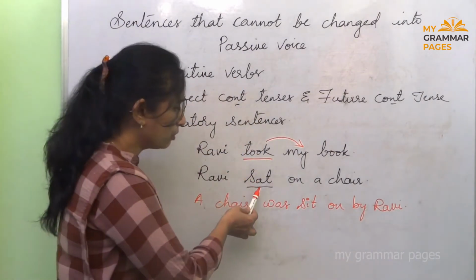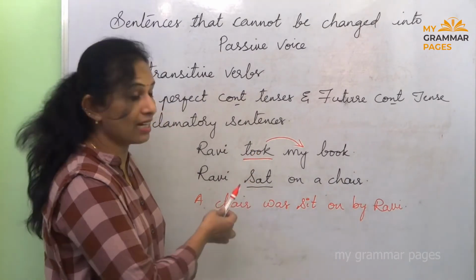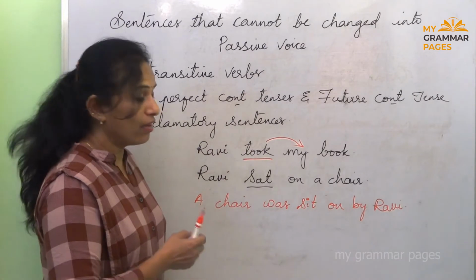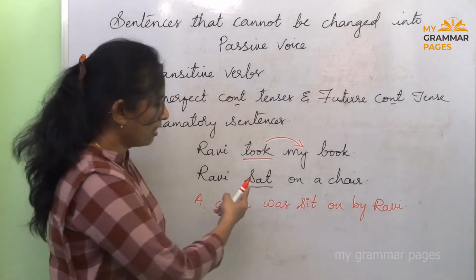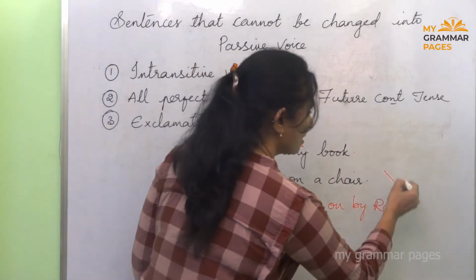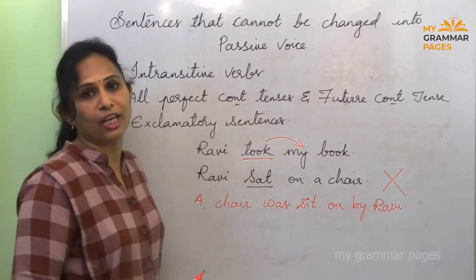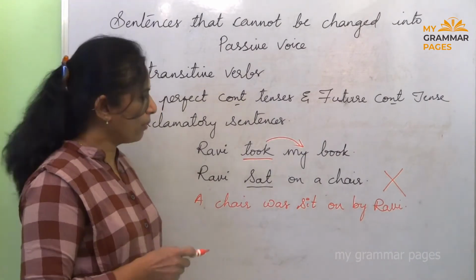That means when the sentence is changed into passive voice and you find the answer to be a meaningless and ridiculous sentence, then we consider this verb to be an intransitive verb, and the sentences consisting of intransitive verbs cannot be changed into passive voice. This is rule number one. Apart from that one, we have one more.